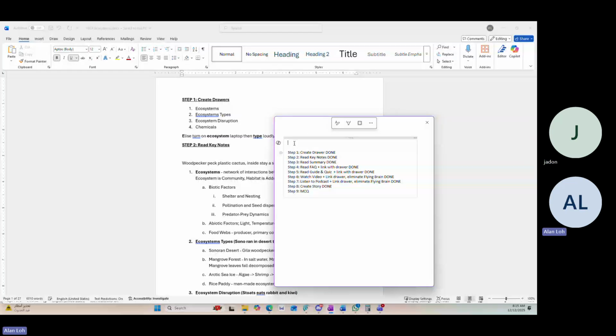Okay, you still remember there are 9 steps, right? Step 1 until step 9. Step 1 is to create drawer. Step 2 is to read the keynotes. Step 3 is to read the summary, and etc. So we started this session at about 8:15, and we are going to start with step 1. And today's chapter is ecosystem, year 8 ecosystem.